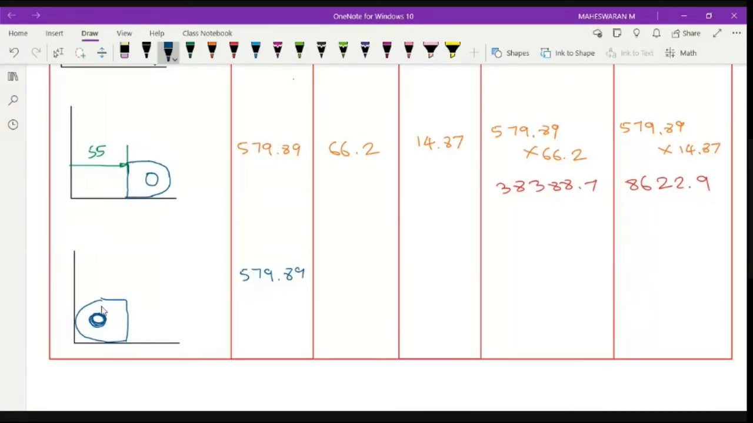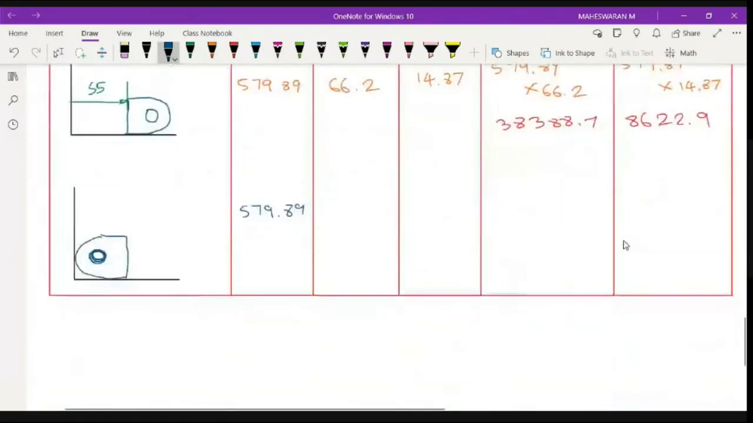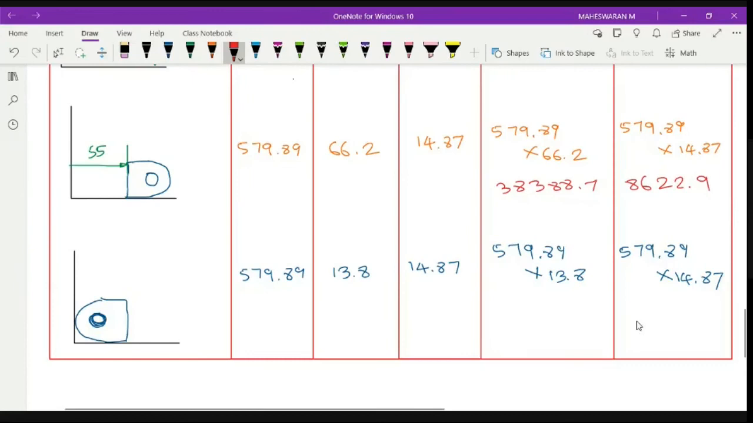Your X bar, it is opposite. It is a mirror image. That's what we identified previously. 25 minus 11.2, which is 13.8. That is my X bar. X bar is 13.8. Y bar, there is no change, 14.87. Right? So again, we can multiply these things. 579.89 into 13.8. So I think this will be the same 8622.9. Right? So let us consider this alone. What is the value for this? 8002.4. Right? So any doubt in this?